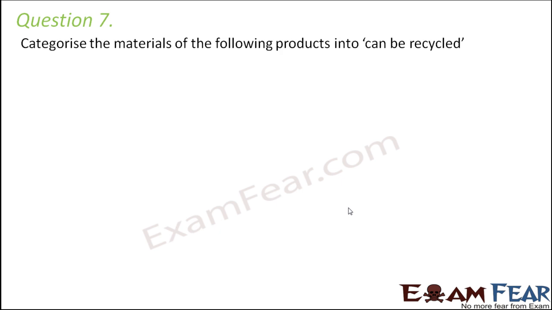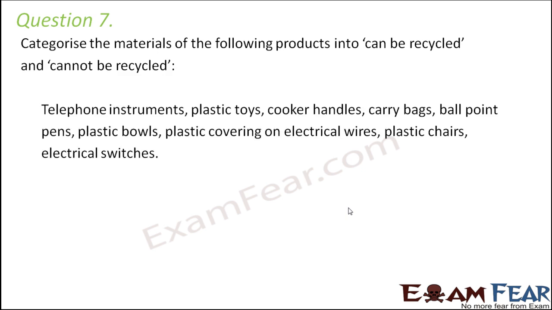Question number 7. Categorize the material into can be recycled and cannot be recycled. So here you see a list of things. You have to say which one can be recycled and which one cannot be recycled. Okay. So whatever can be recycled, we will mark it as yes, and whatever cannot be recycled, we will mark it as no. So the first one is telephone instruments. It can be recycled. Yes, it can be recycled. Yes, telephone instruments cannot be recycled, so it is a no.